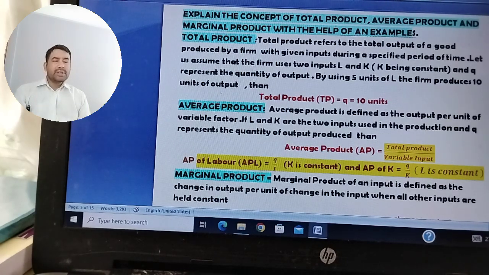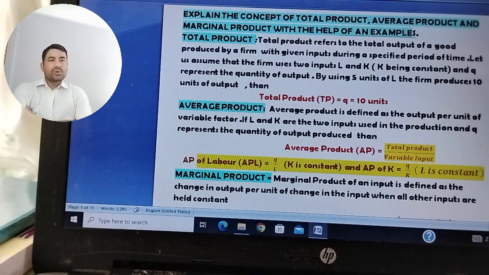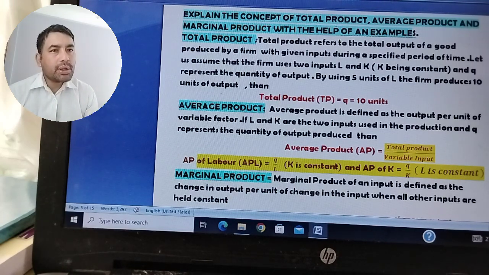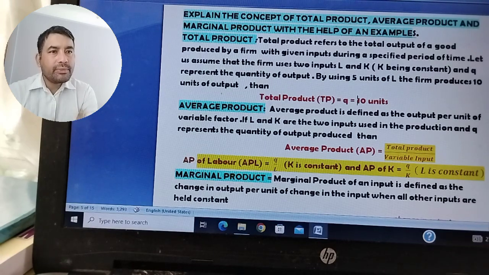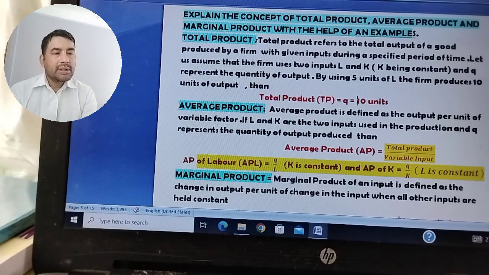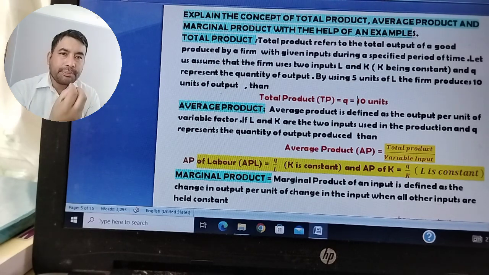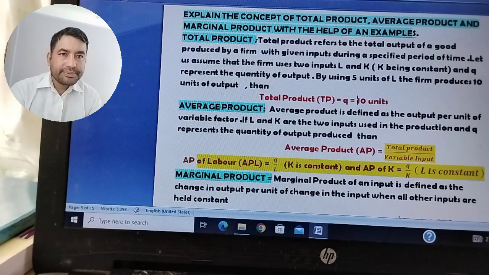See, total product is simply the total output produced. So TP is equivalent to Q, as Q denotes the level of output. By total product we mean the total output of a good produced by a firm using a given level of inputs and a given time period. So in a particular time period, how much output we are producing using given inputs, that is simply the total product.